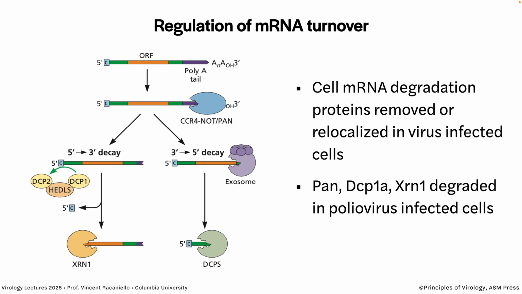Now, in virus-infected cells, many of these proteins are either removed or relocalized so that they can't work, so they don't degrade viral mRNAs. And in some cases, like in polio-infected cells, these 3 nucleases, PAN, DCP1A, and XRN1, are degraded. So PAN is the poly A nuclease, and DCP is the decapping protein.